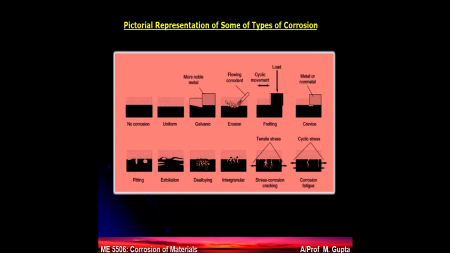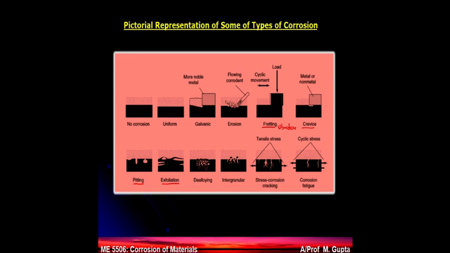This slide is only for your reference. It's like a pictorial view of how the different types of corrosion take place. The uniform, galvanic when you have two metals. You have erosion when you have a slurry moving along the metal surface. You have fretting when you have some kind of vibration. It's a vibration induced corrosion. Then you have crevice corrosion when you have crevices in the structure. Pitting corrosion, certain materials in certain environments, exfoliation, when the material comes off layer by layer.